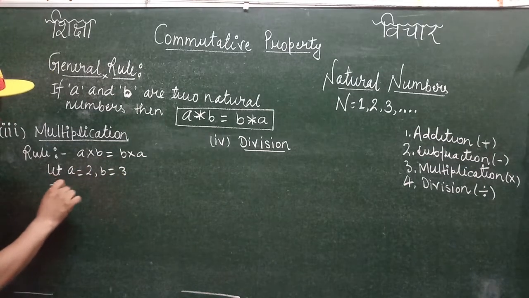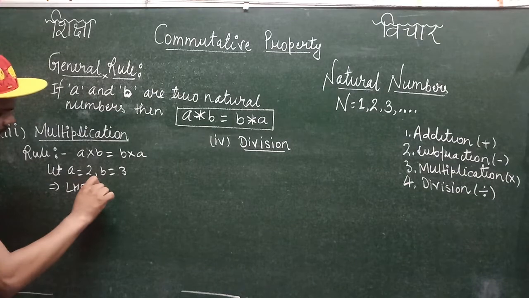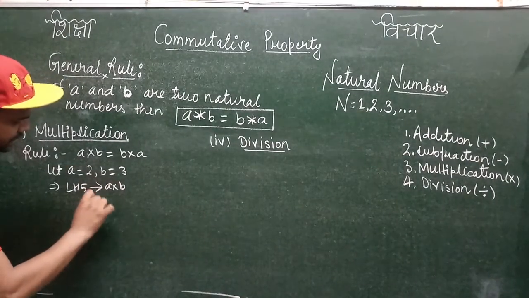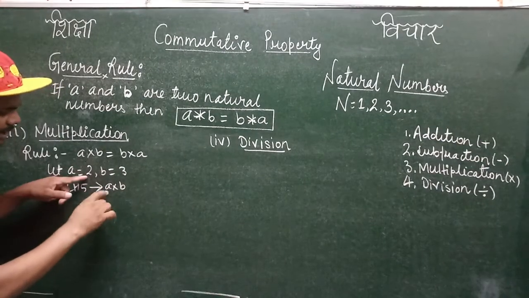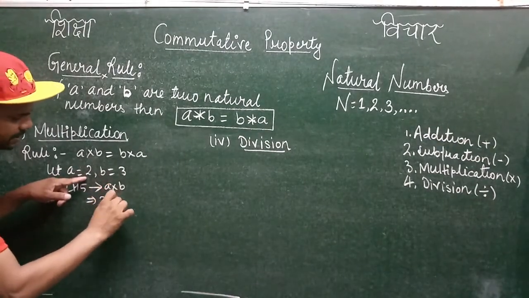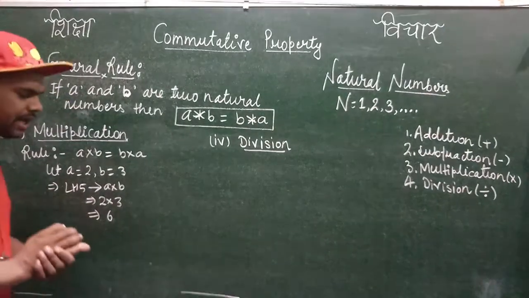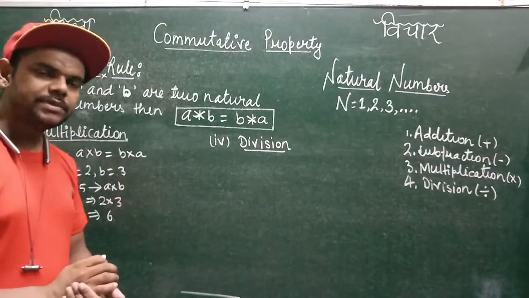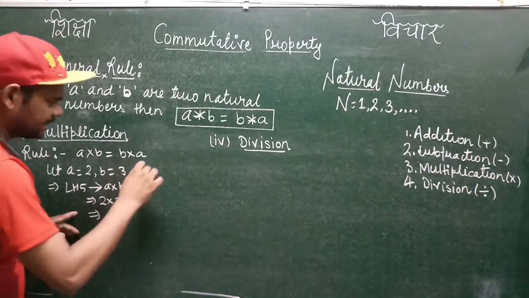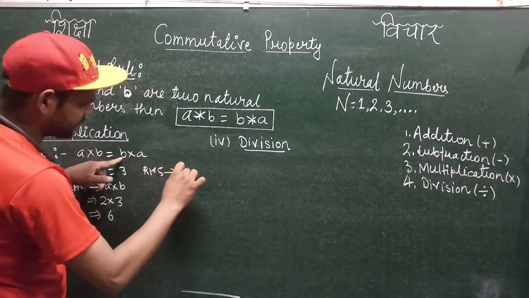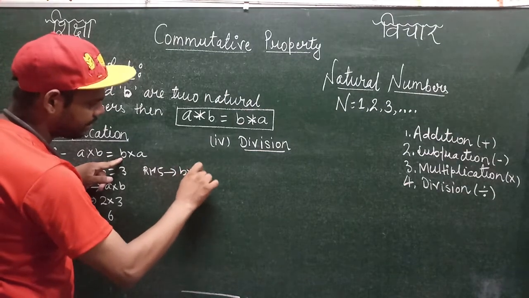This implies that left hand side means A multiply B. This will give us A, that is 2, B, that is 3, and this implies that 2 times 3 is 6. So we get 6 as the left hand side value. Now the right hand side, that is RHS.